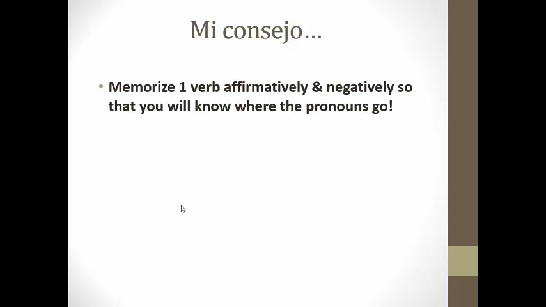Here's my advice to you. This helped me when I was learning these. If it were me, I would memorize one verb, affirmatively and negatively, so that I would know where the pronoun goes. You guys did that very well when we did Spanish 1 commands with help me. All of you could go, oh, ayúdame. That reminded you where the pronoun went. So do the same thing here, but do it with maybe an usted command, like I've done.